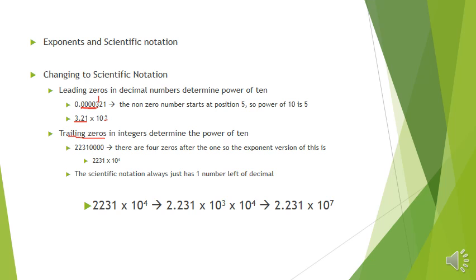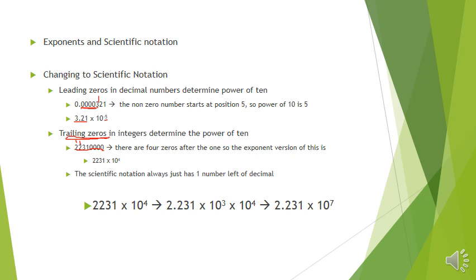Now, in terms of integers, all trailing zeros help you determine the power of 10. So let's say I have the number 22310000. There are different ways you can do it, but let's first just turn it into exponent form, not necessarily scientific notation. Scientific notation will just have one number left of the decimal point, but let's get there in a second.